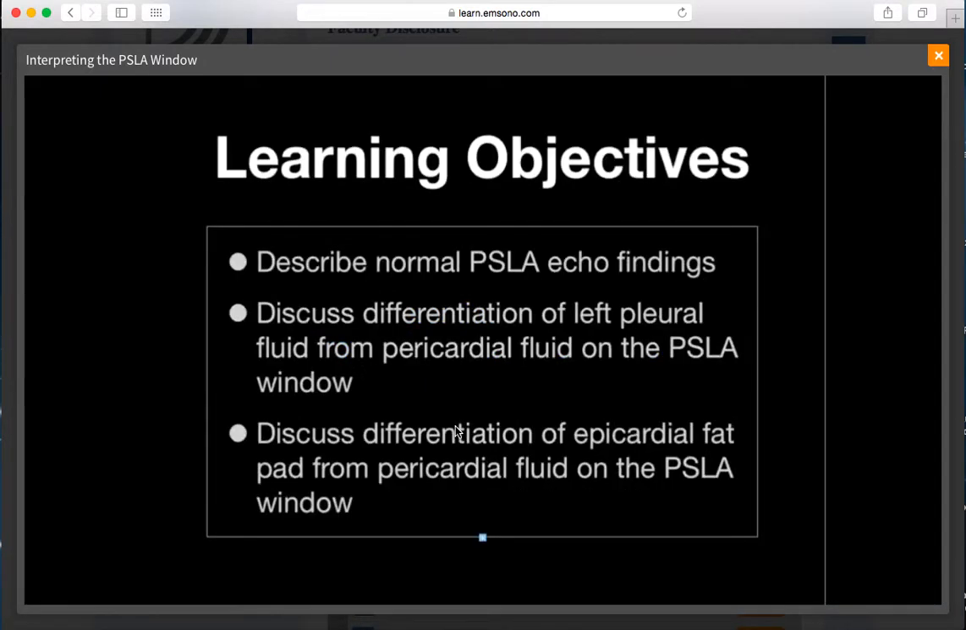In this video, we are going to review the normal parasternal long axis echocardiographic findings. We're going to discuss how to use this window to help differentiate a left pleural effusion from a pericardial effusion, and we will also discuss how to use this window to differentiate an epicardial fat pad from a pericardial fluid collection.